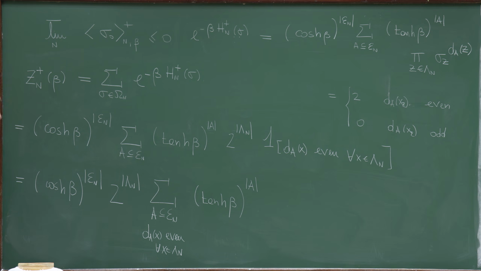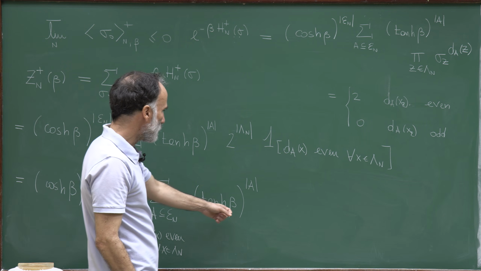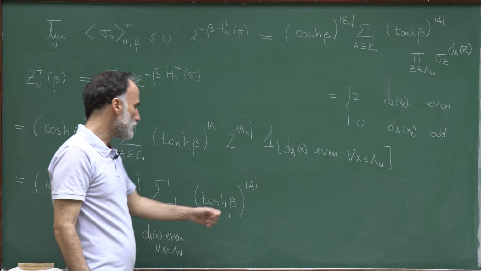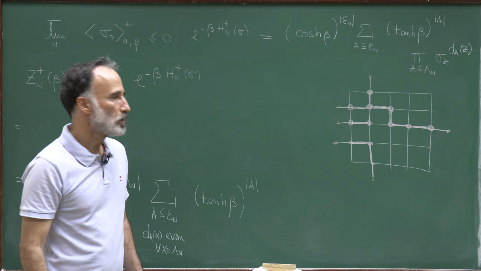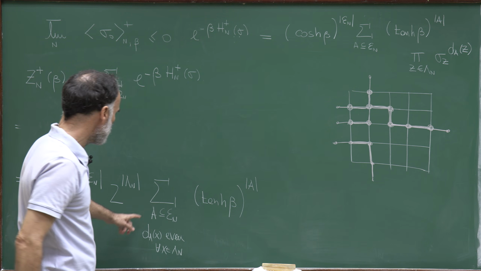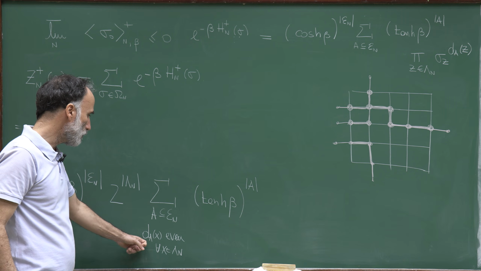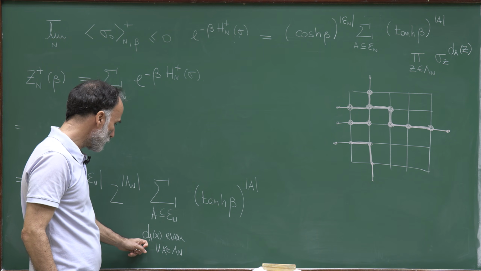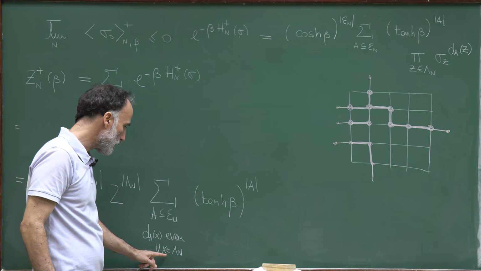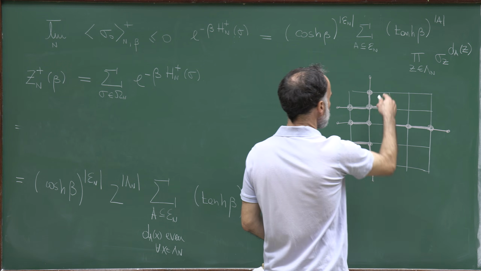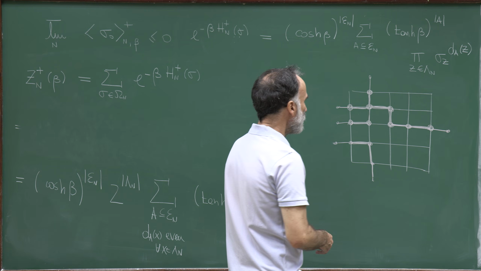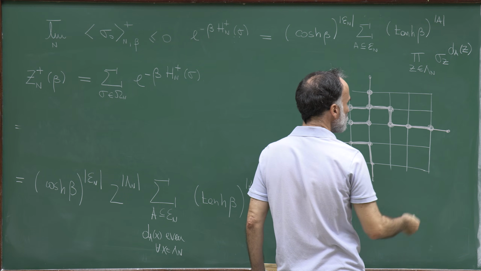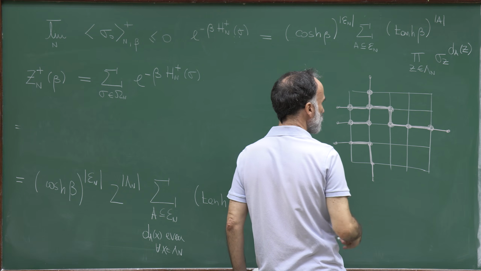And mind that I never used here the fact that beta is large or small. This is always true, but this formula will be useful only in the case in which beta is small. So here is an example of a set A, a subset of edges in which all degrees are even. What we are requiring is that all degrees in lambda n are even. If a vertex is not used, its degree is 0. So now these are the vertices which are used by A.